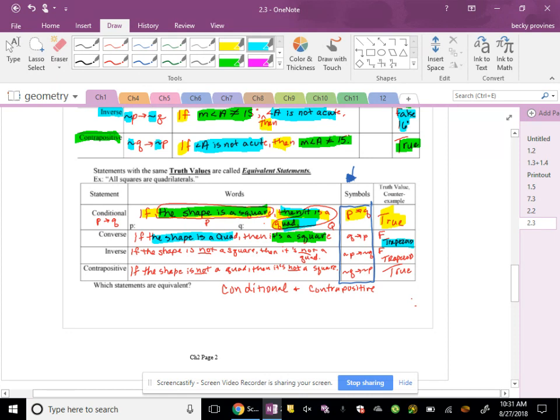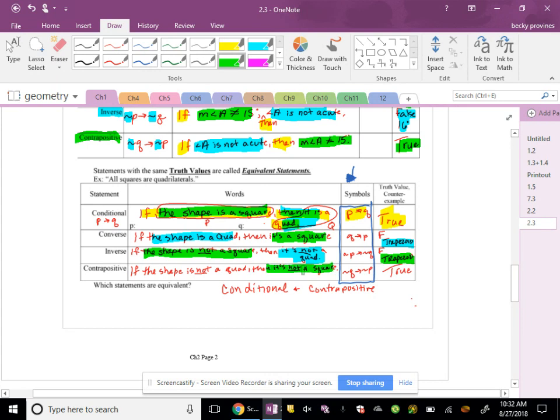All right, so we're going to do some flipping again. So the blue part flips to the back, the green part flips to the front, but now we say not. So if the shape is not a square, then it is not a quadrilateral. So they're saying only squares are quadrilaterals. Again, that is false because you could say trapezoid.